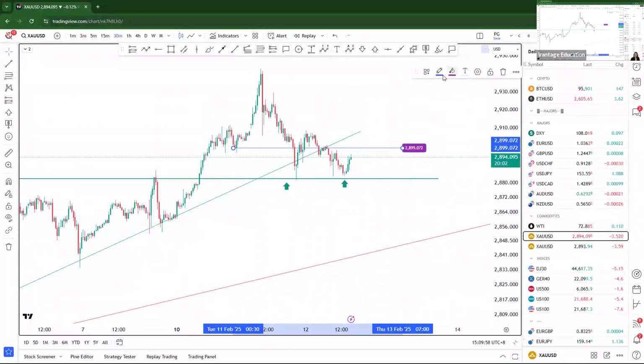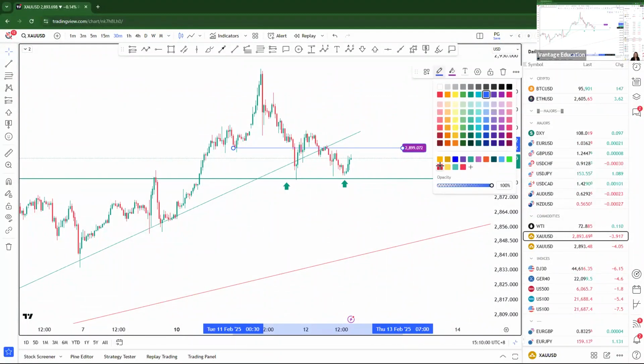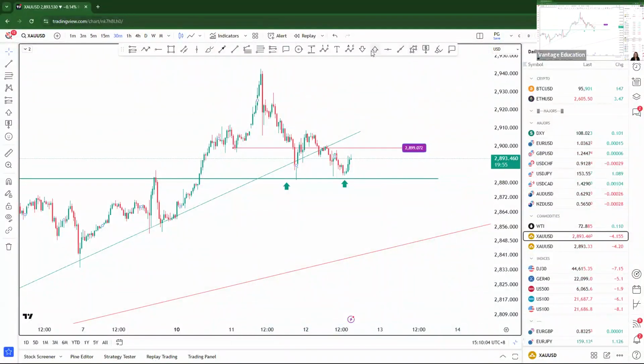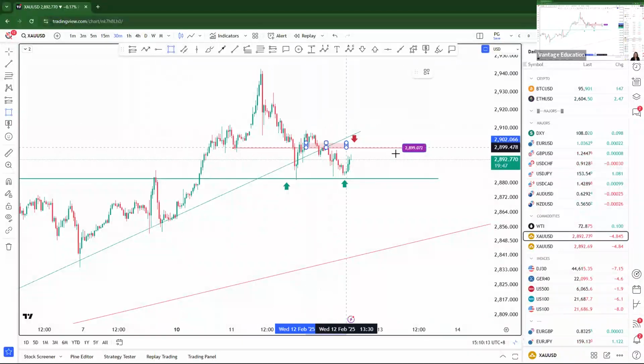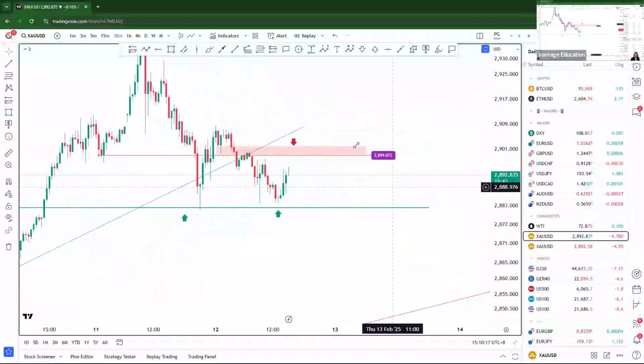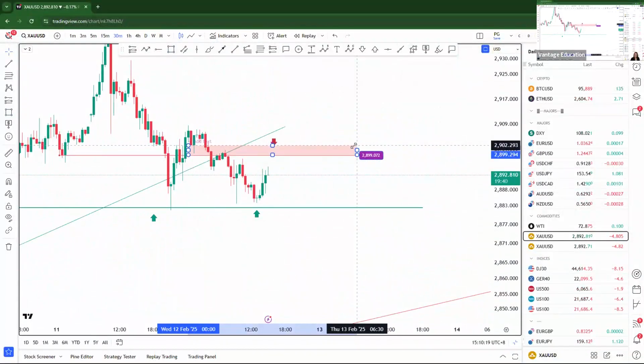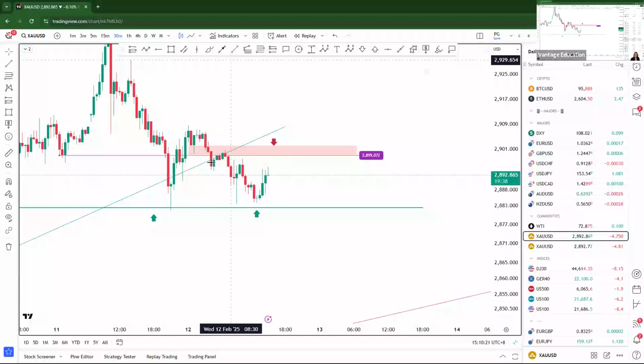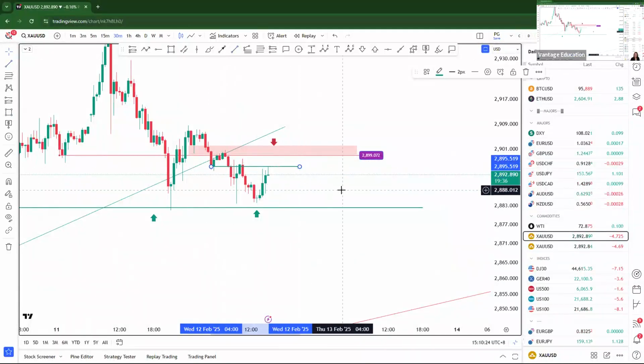Maybe I'll just change to red. So it's like the trend line. This is the level, basically around this zone. Or I will just highlight it. This is the level. If they come up, right? But the initial sell zone here is going to be my sell entry.